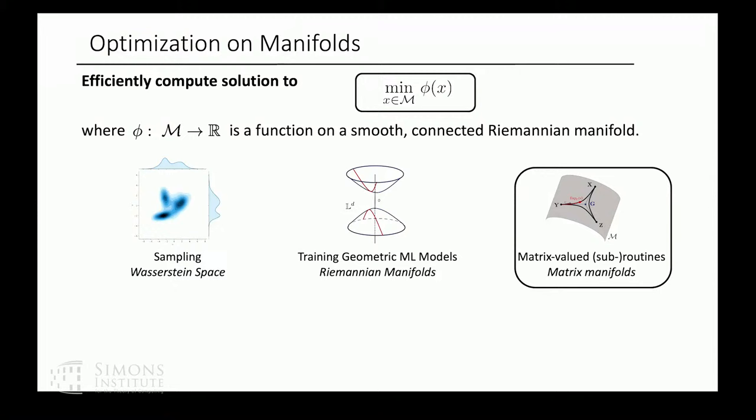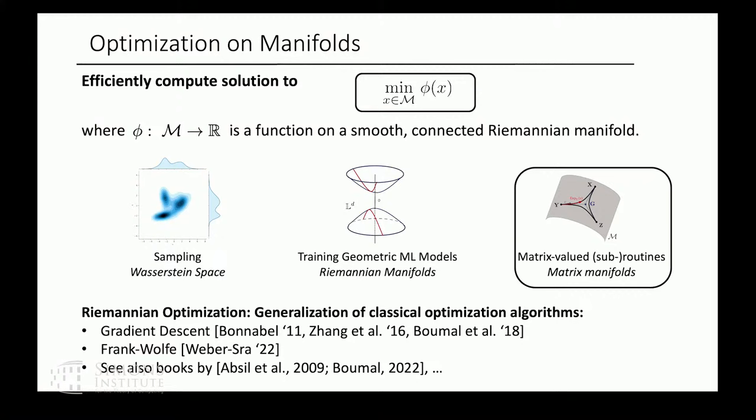There are many classical algorithms, or subroutines in classical algorithms, that we can view as such optimization problems. Due to this quite broad set of applications, there's been a lot of interest in developing algorithms for these problems. Many of those arise from generalizations of classical algorithms to the Riemannian setting. Classical algorithms like gradient descent, Frank-Wolfe, also second order optimization methods and many other classes have by now been extended to the Riemannian setting.